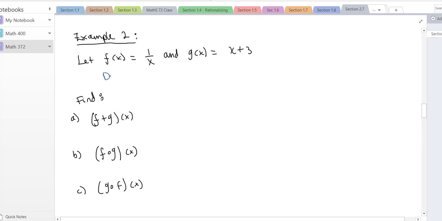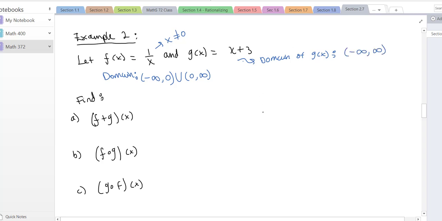So for f, notice that the domain x cannot be 0. You can't have 0 in the denominator, so the domain is going to be all real numbers except 0. So it's minus infinity to 0, not including 0, and 0 to infinity. And g of x, the domain for g, is all real numbers because this is a polynomial, right? The domain is every x value for which the function is defined. Nothing makes this function undefined, so the domain is all real numbers, minus infinity to infinity.